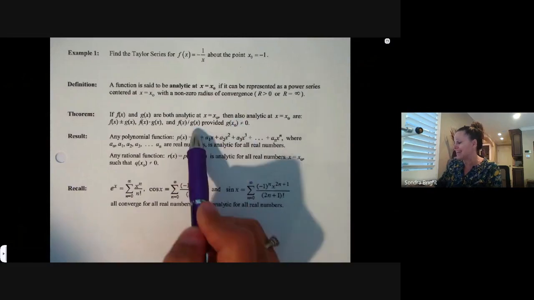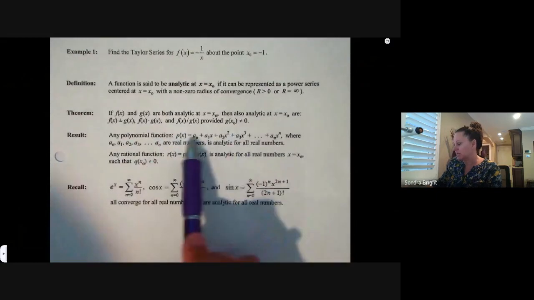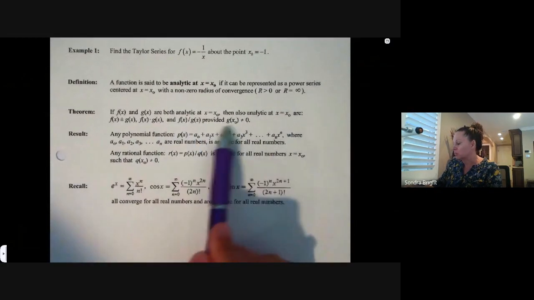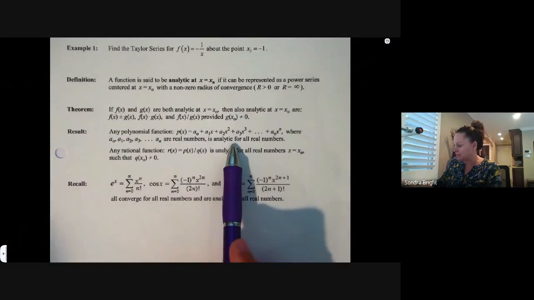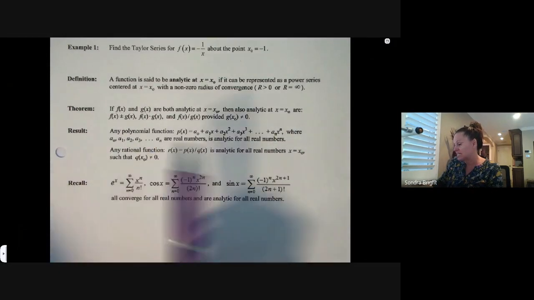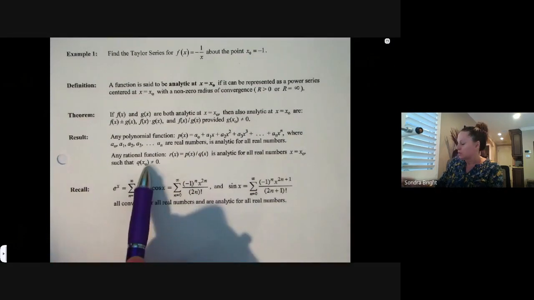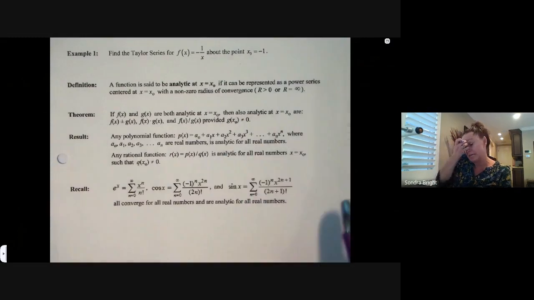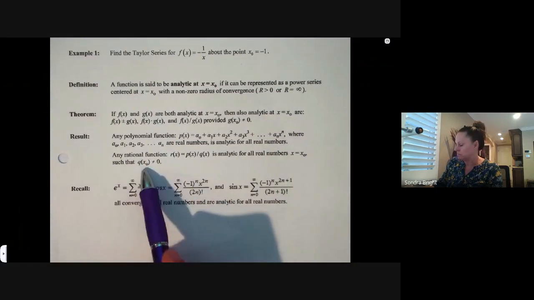And so the result is that any polynomial function, here's a polynomial, all the powers on x, where a naught through a n are all real numbers, it's analytic for all real numbers. So any polynomial will be analytic for all real numbers. Any rational function, p of x over q of x, is analytic for all real numbers such that the denominator is not 0. So when we're determining if it's analytic, you're just going to be looking for whether there's a denominator in there that can equal 0.